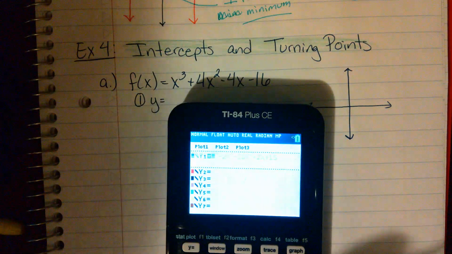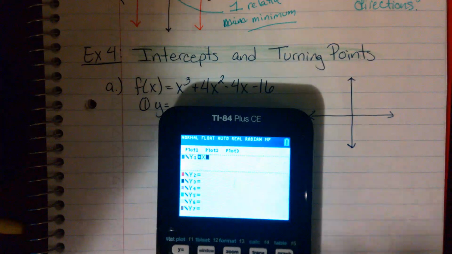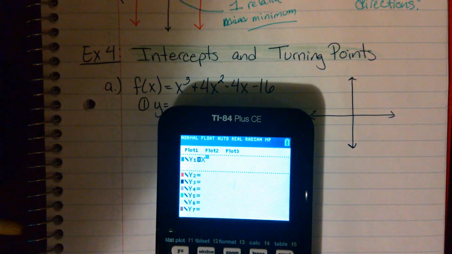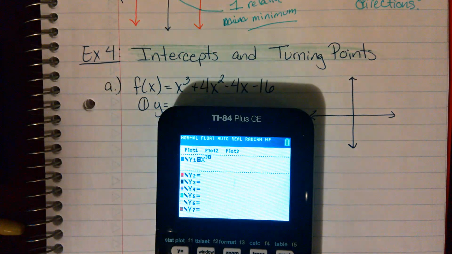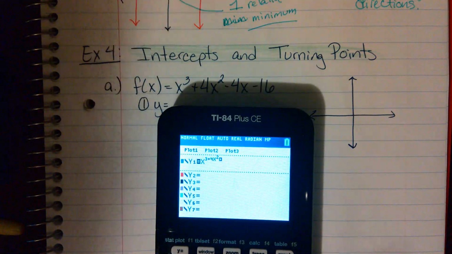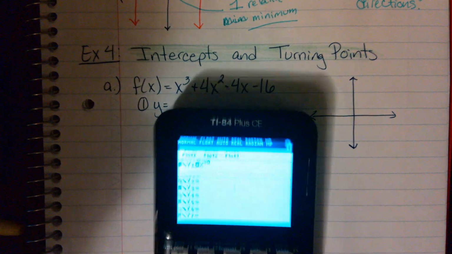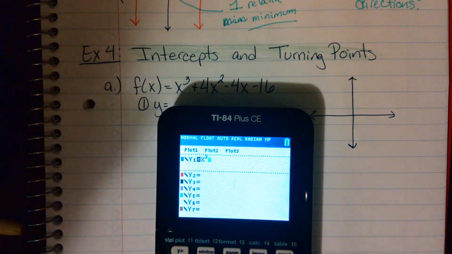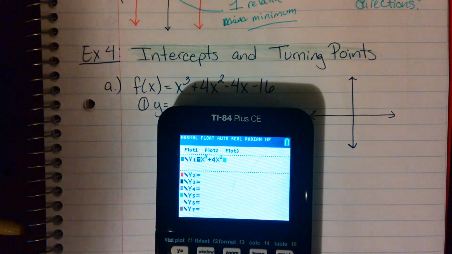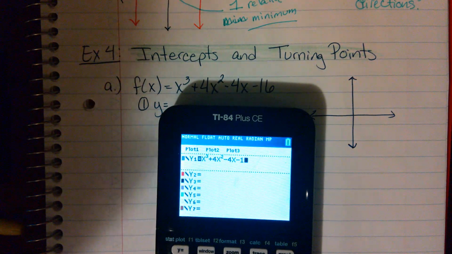Now as we get more and more comfortable with graphing, sometimes we only have to graph the very first term. I'm going to go ahead and put it all in here just for this one because I want to see this entire graph. Let me make sure I plug it in correctly. X to the third power, arrow out of my exponent, plus 4x squared minus 4x minus 16 and hit graph.